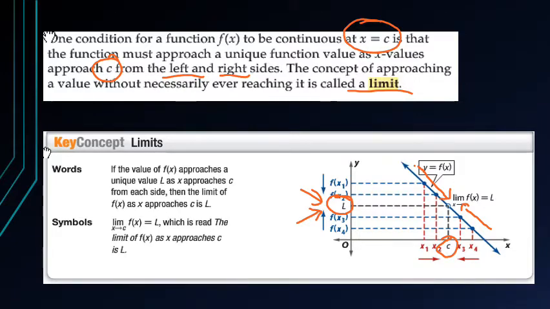And then here you see the symbols of how we express that limit. Basically what this is saying is the limit, as x is getting closer to c, of f of x is equal to L. So here it tells us that the limit of f of x as x approaches c is L. That would indicate that we've got continuity if that is true.